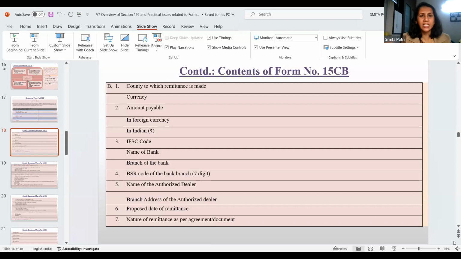IFSC code, these are the bank details which we all know can be filled. Name of the authorized dealer through which, the banker name, through which we are going to transfer the money. Bank address, obviously, we will give.